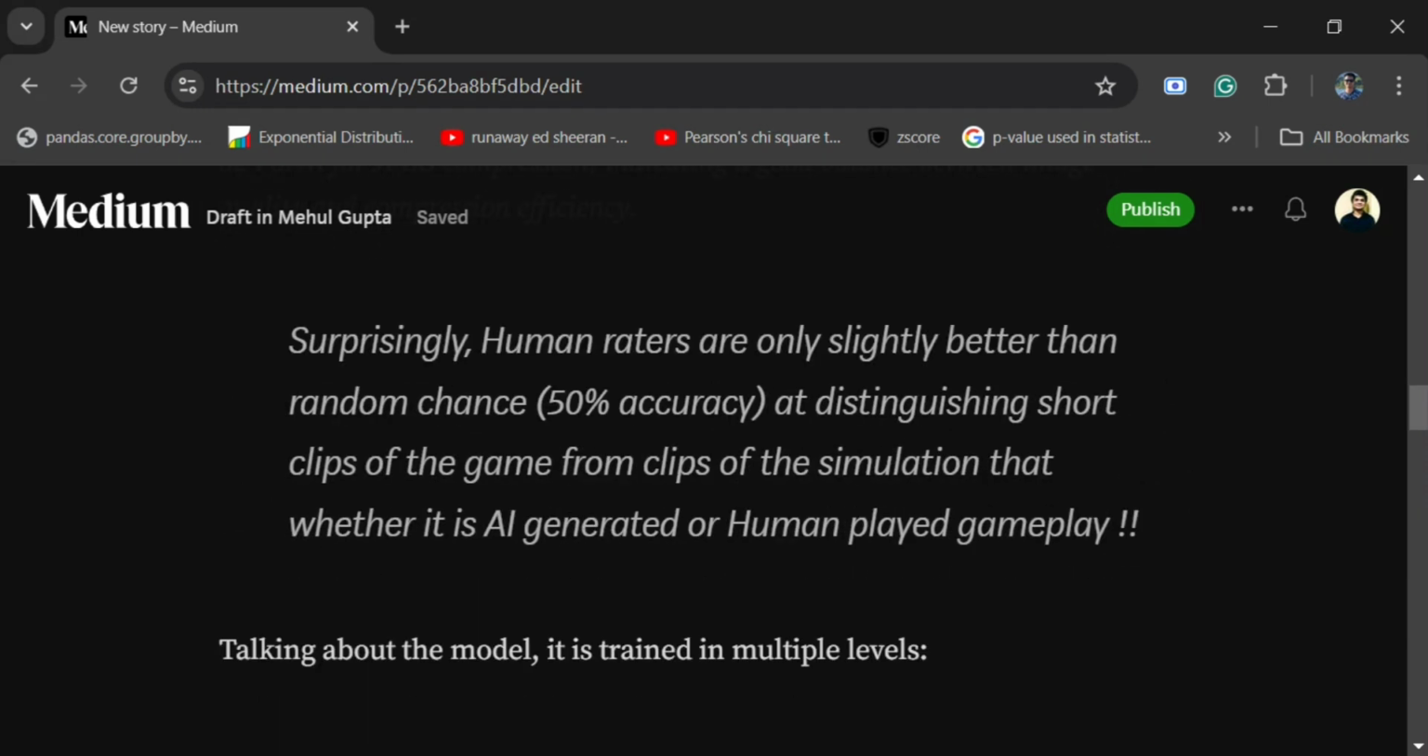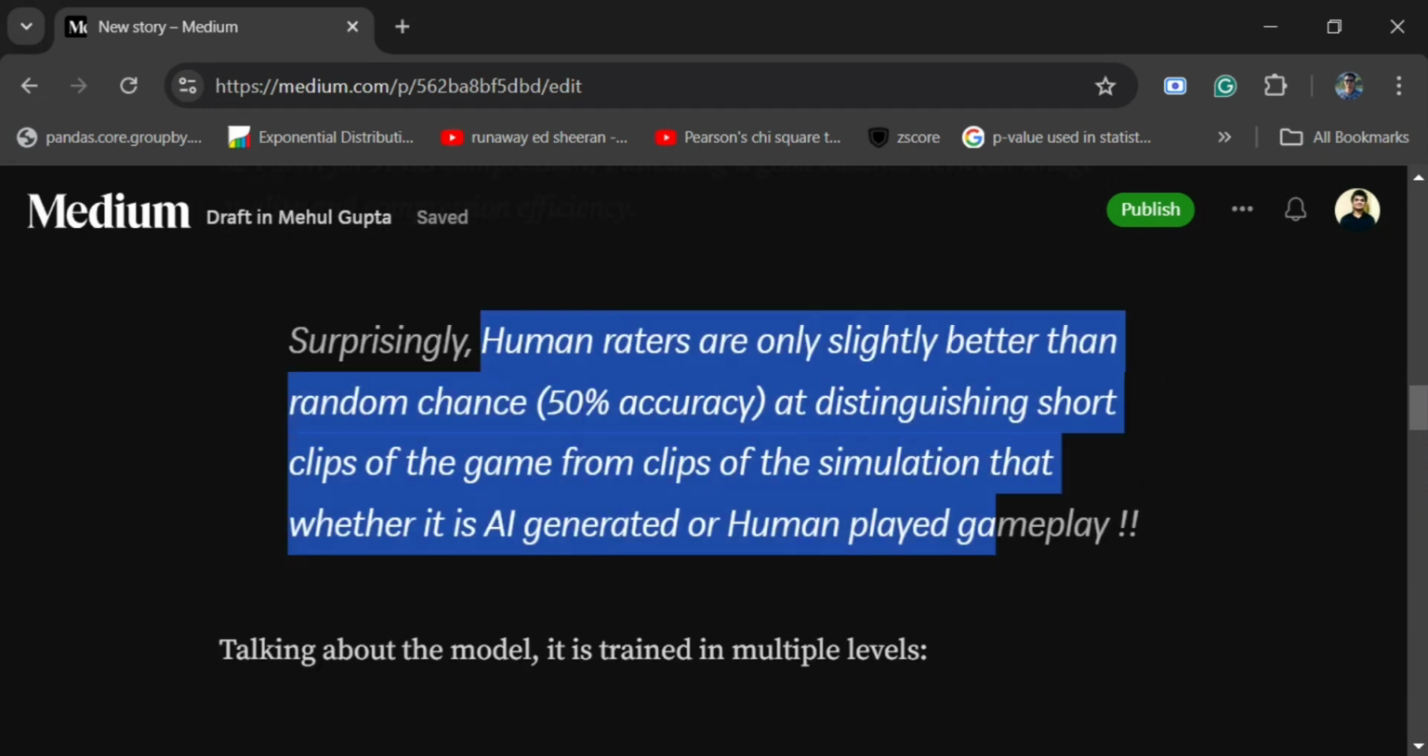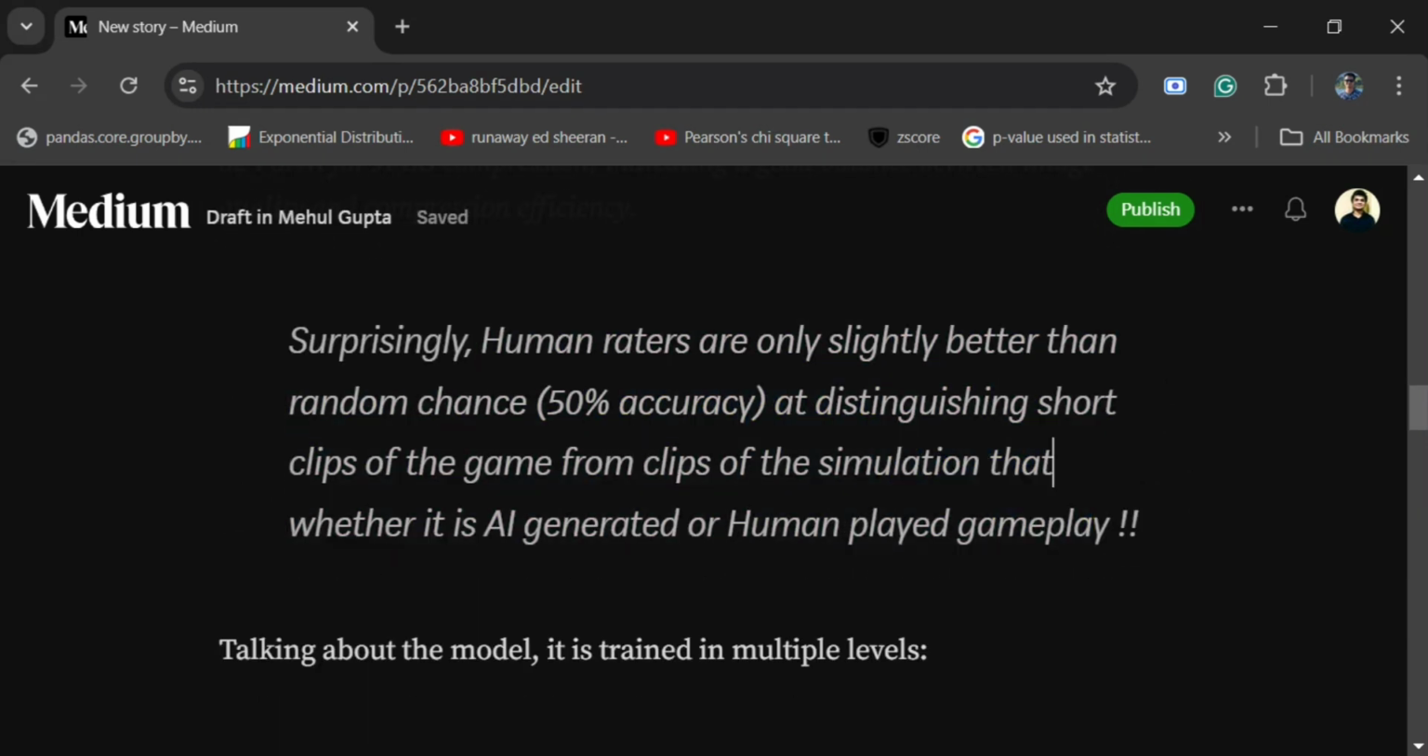Now, as mentioned, human raters, or the evaluators that were evaluating the gameplay, were only slightly better than random chance, that is 50% accuracy, at distinguishing whether the clip was generated by AI or a human played the game. So it is that accurate. It is just amazing. If the results are just better than random chance, that is 50%, they have done a great job. Trust me.